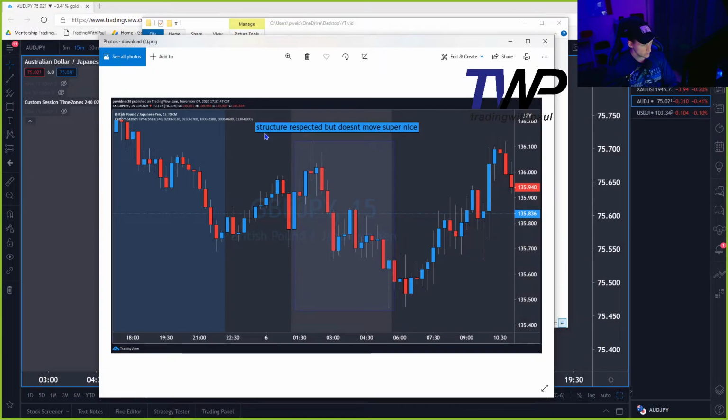So we got structure respected, but it doesn't move super nice. So this was actually our GJ on Friday. So we have our supports right here that were created. We have a support there and a support there. And we broke it. So now we can say we're looking for sells. Price came up, we created resistance, but this candle fell to the low.